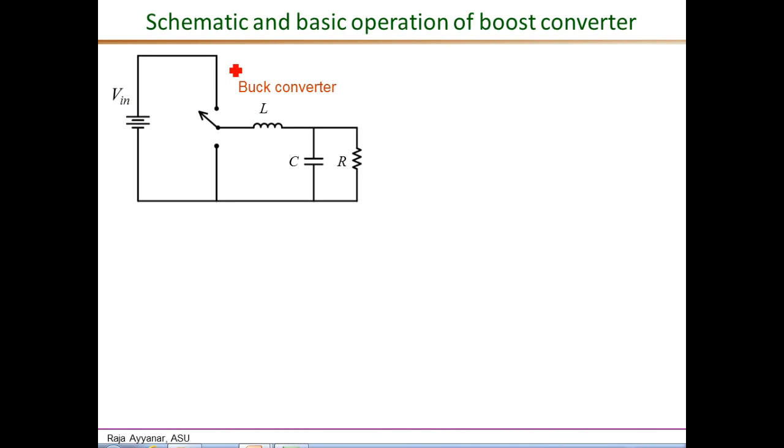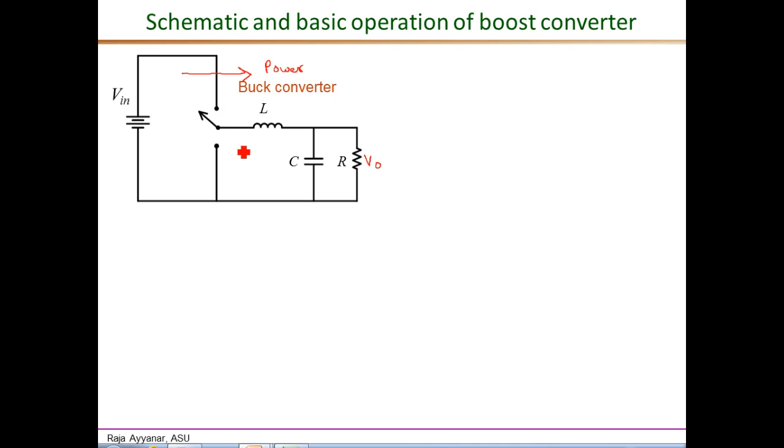The figure shows the schematic of a buck converter, which you have analyzed in detail in a previous video. So in this configuration, the power flow is from this VIN to the VO, essentially from the high voltage side to the low voltage side. So this is the direction of the power flow.